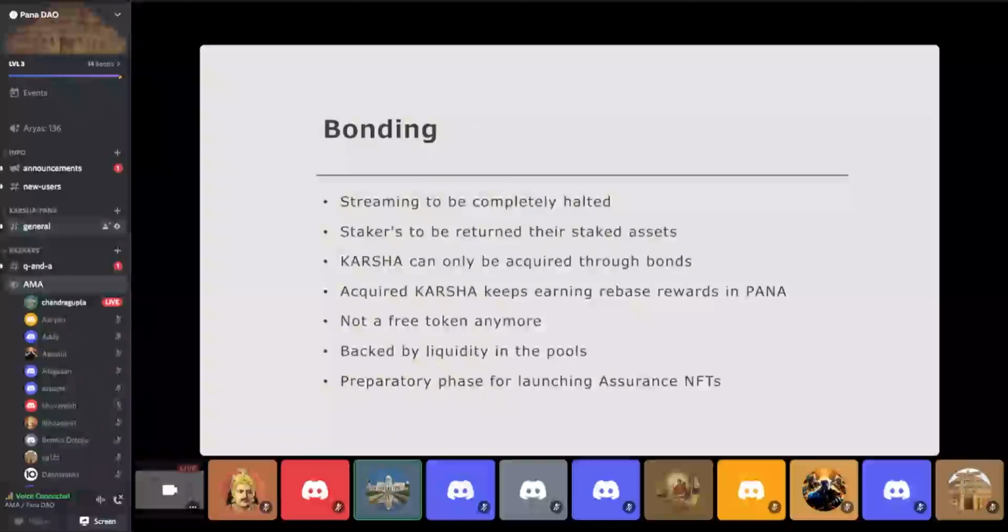Now, this is a preparatory phase for launching assurance NFTs. It is important for assurance NFTs that bonding is properly understood by our community, because the primary mechanism when it comes to assurance NFTs is bonding, because assurance NFTs can be bought only through bonding, and premiums in assurance NFTs can only be paid through bonding, where we'll be expecting naked bonds with stable coins in order to accumulate Karsha. So community will pay premiums using stable coins. Essentially, they'd be buying a bond. When I say they'd be paying premiums, the buying of that bond would accumulate Karsha for them in their assurance NFT.